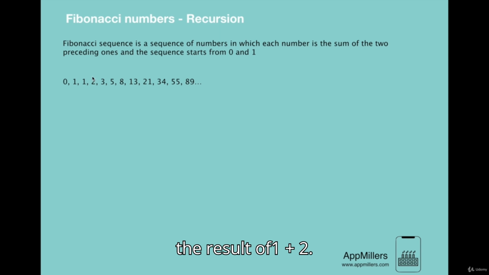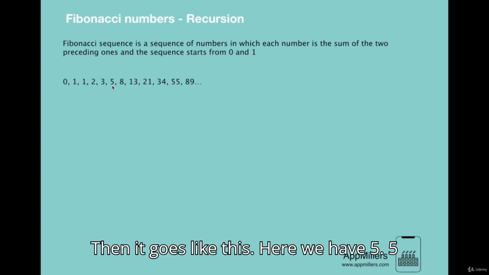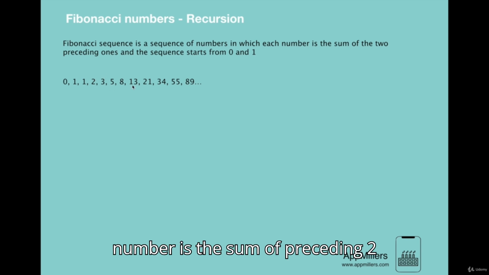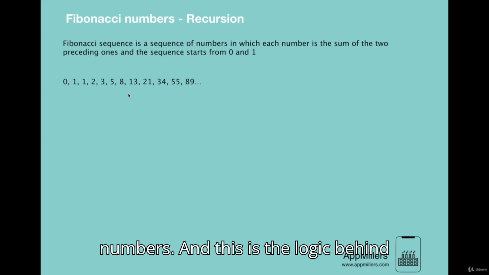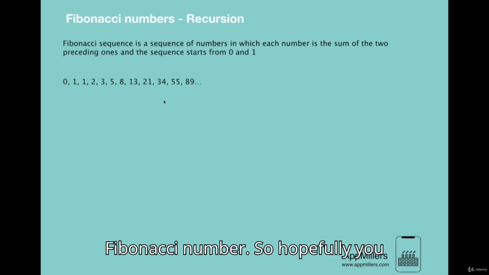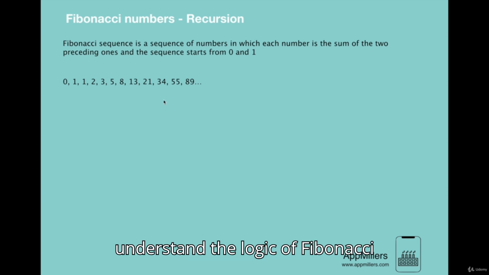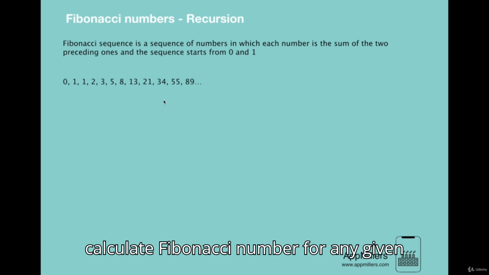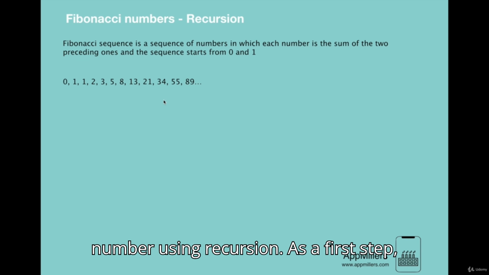Then it goes like this. Here we have 5. 5 is the sum of 2 and 3. As you see, each number is the sum of the preceding 2 numbers. And this is the logic behind Fibonacci numbers. So hopefully you understand the logic of Fibonacci numbers. Now let's see how we can calculate the Fibonacci number for any given number using recursion.